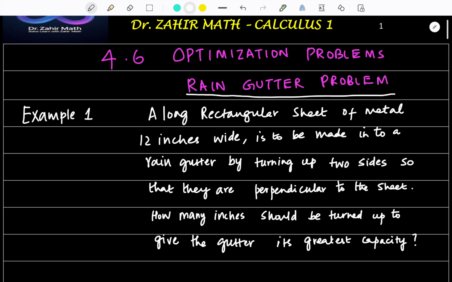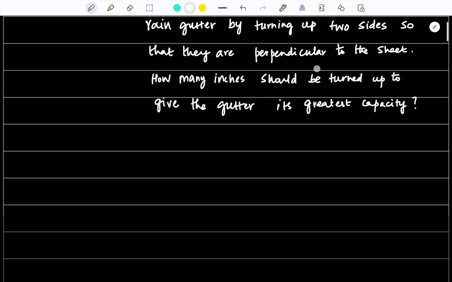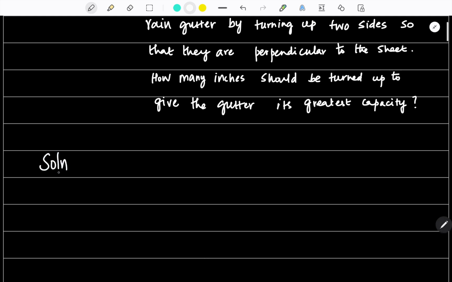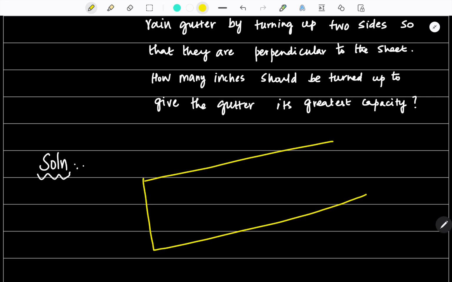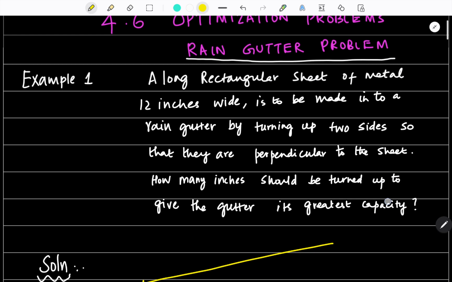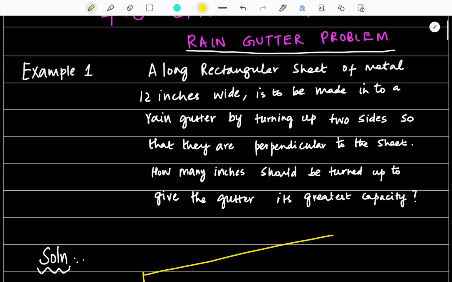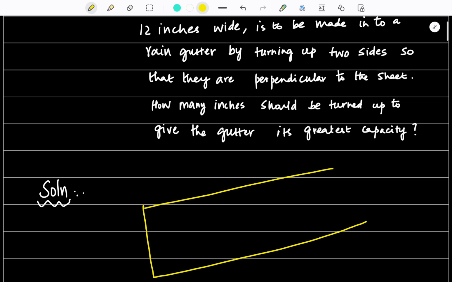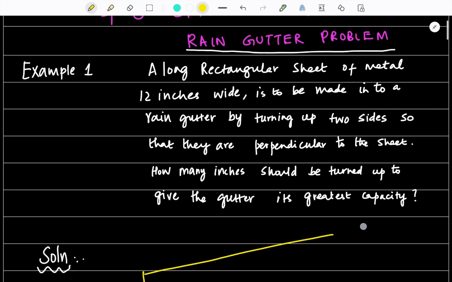A long rectangular sheet of metal 12 inches wide. So what is given? A long rectangular sheet of metal, 12 inches wide, is given. How many inches is given? 12 inches is given.